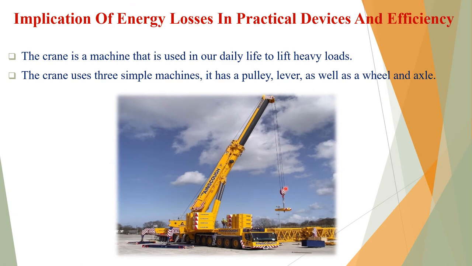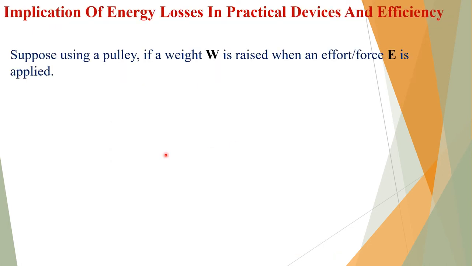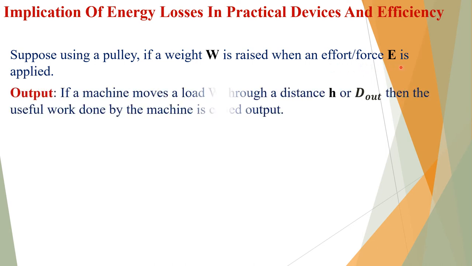Cranes are used to lift heavy loads. We apply some work done, some input, on this machine, and as a result, this machine gives some output and lifts this heavy load. Suppose using a pulley, a weight W is raised when an effort or force E is applied. When we apply force on that machine, we call that force effort. We represent that force with effort E.